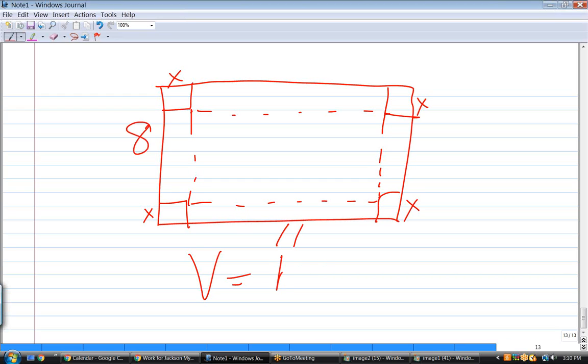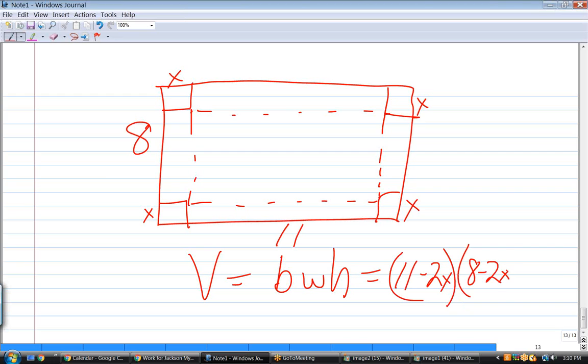So the volume of the box is base, width, height. But in my case, the base is 11 minus 2x. The width is 8 minus 2x. And the height is x. So immediately I have my volume function 100% a function of x. That's why this is the easiest optimization problem there is. You don't have to use any other equation to turn volume into a complete function of x.